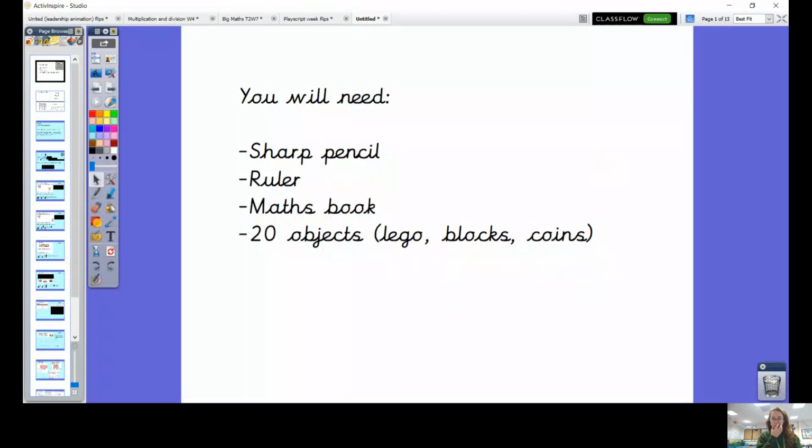We are going to be continuing our unit of work which we started already in Year 3. It's multiplication and division. On Monday we looked at multiplying by 4. Today we're going to be looking at dividing by 4.